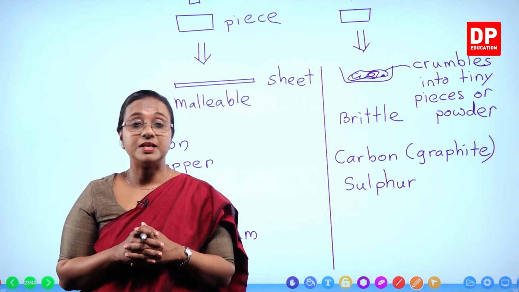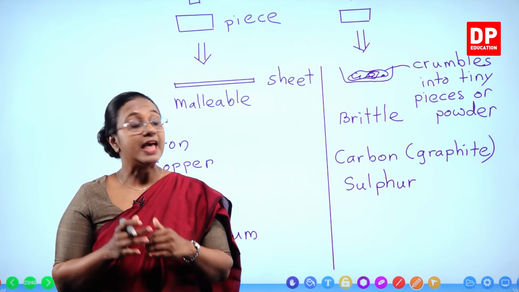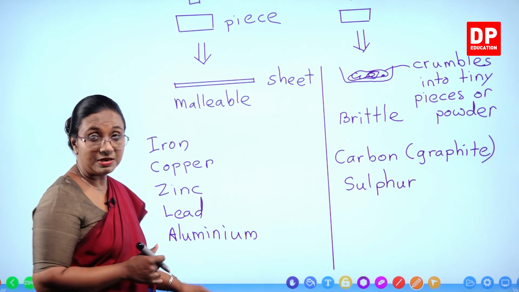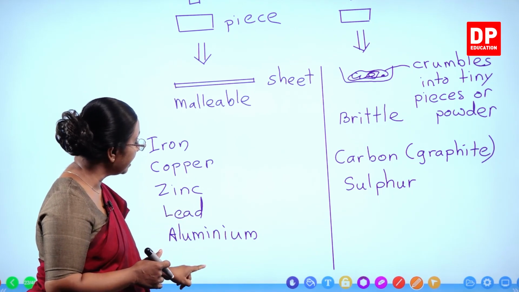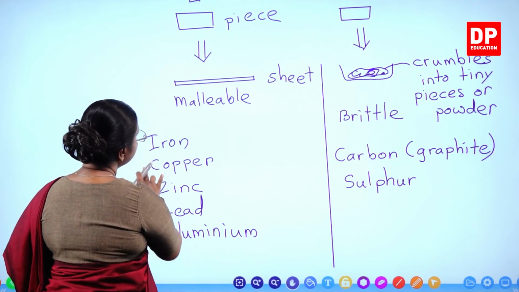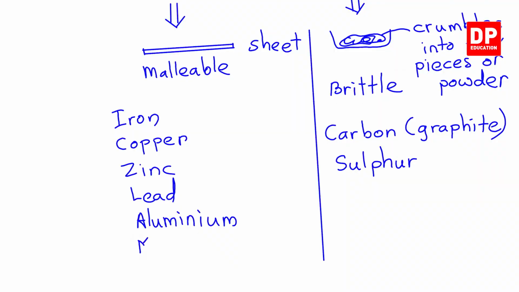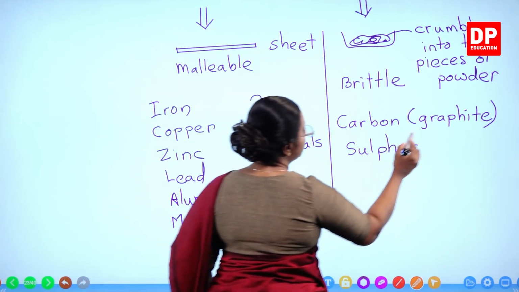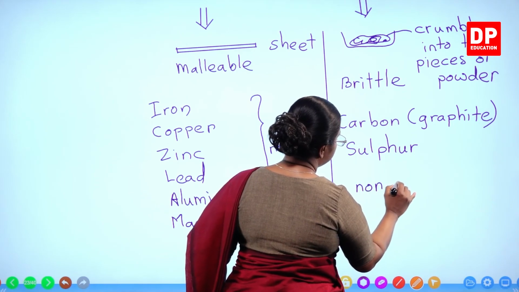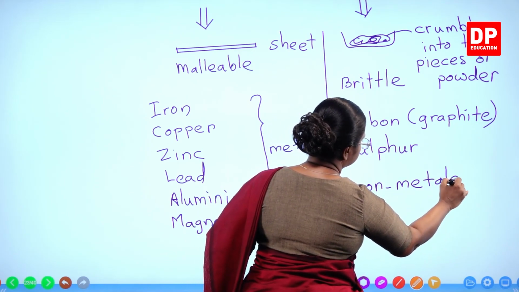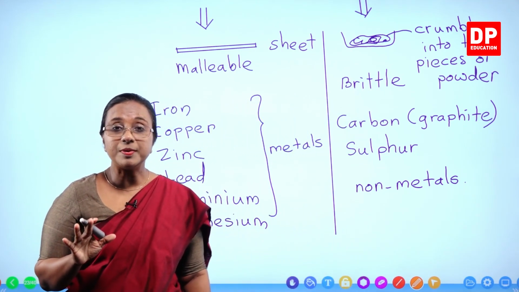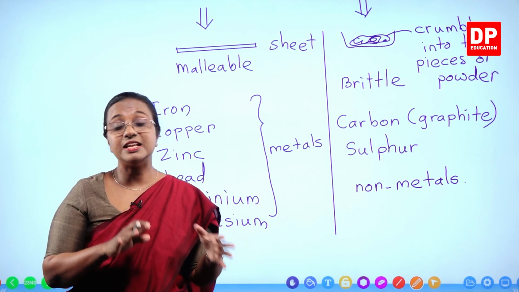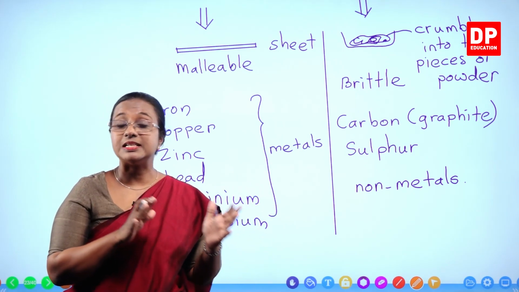So from all these properties, I am sure it is clear to you all that these elements, iron, copper, zinc, lead, aluminium, even magnesium, we can include magnesium also there. These are all metals. And these two are non-metals. So those are the physical properties that we use to identify and classify elements as metals and non-metals.